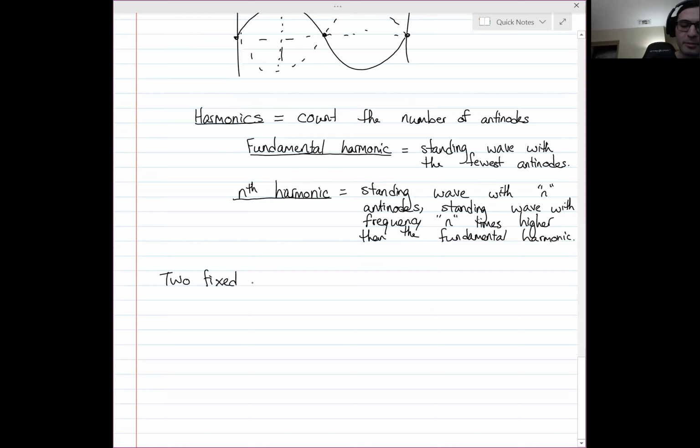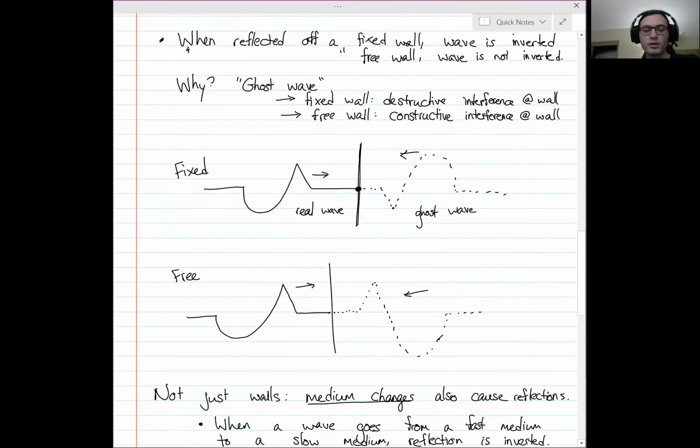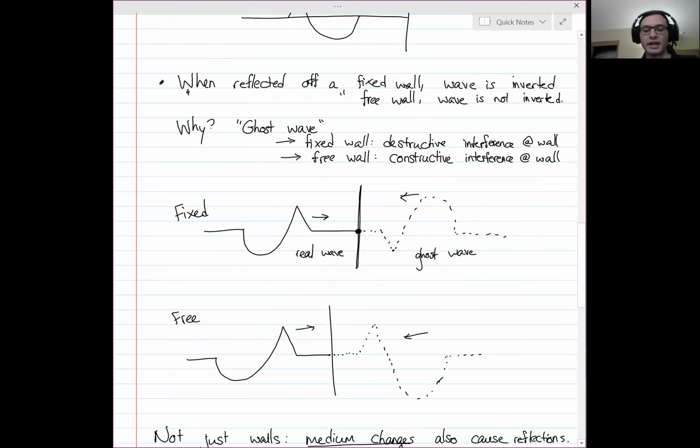So we're just imagining a string tied to something. In this case, it's two walls, but in other cases, one will be a wall, one will be a pole, and so on. So for two fixed ends, we always have to meet the boundary conditions, right? The string must have zero displacement on either end because the ends are fixed. That is the reflection boundary condition that we have. We have a fixed end, and they're both fixed.